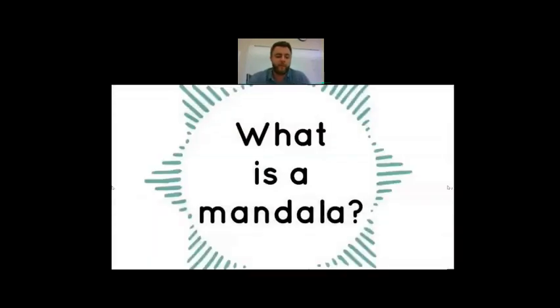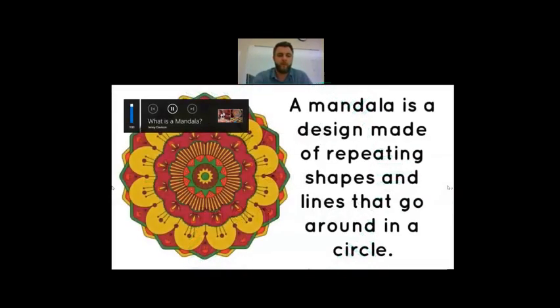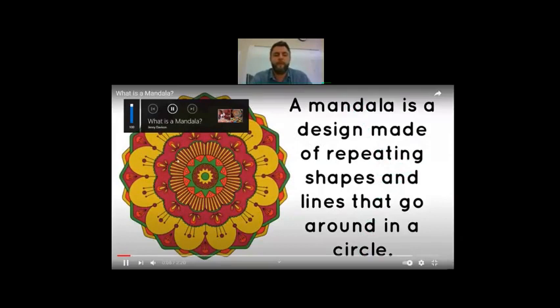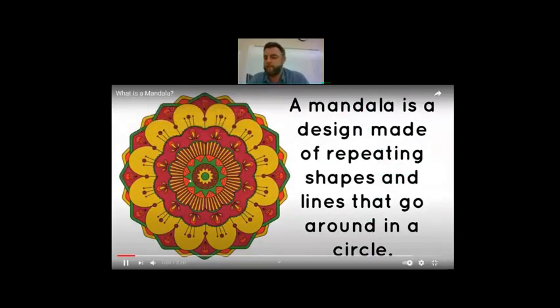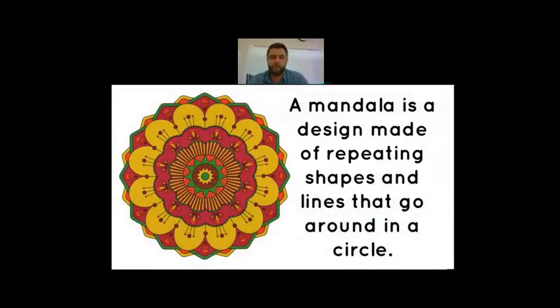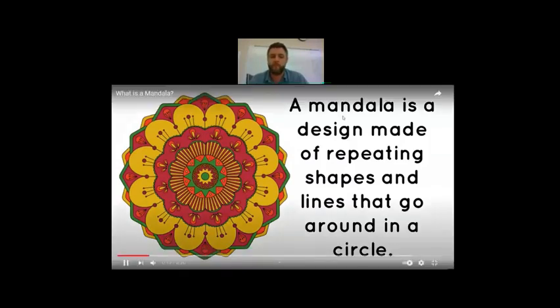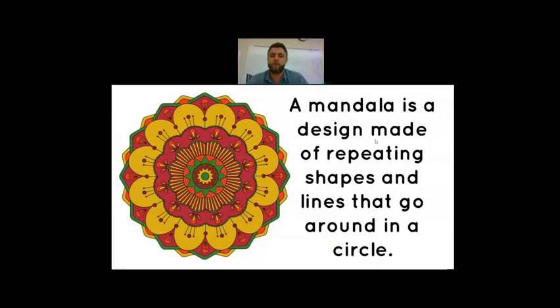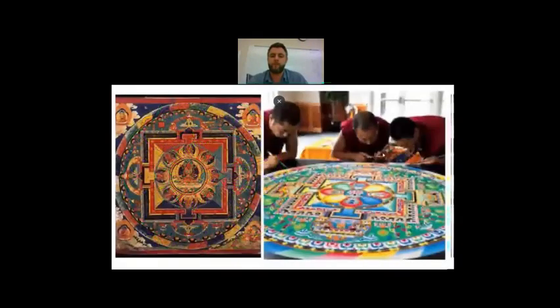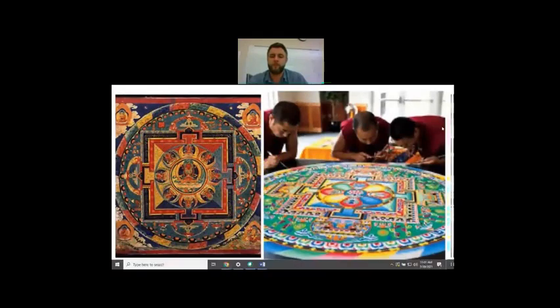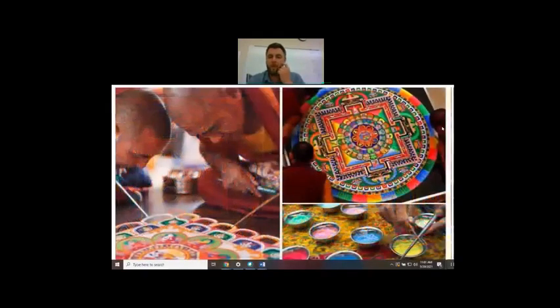Hi everyone, today we're going to talk about what is a mandala. A mandala is a design made of repeating shapes and lines that go around in a circle. The word mandala means circle in Sanskrit, which is an ancient Indian language. Mandalas are symbols used in many different religions, including Hinduism and Buddhism. Today, we'll be looking at the art of mandala sand painting with Tibetan Buddhist monks.